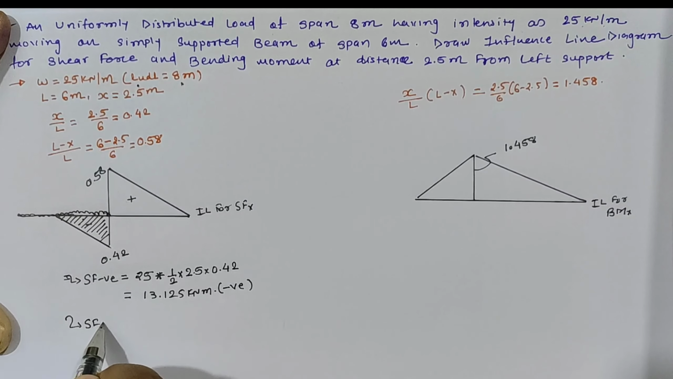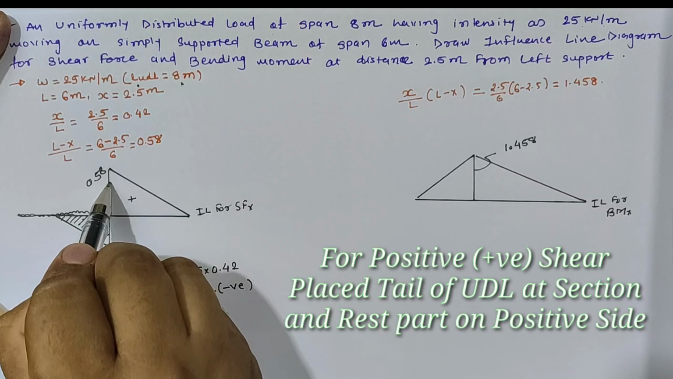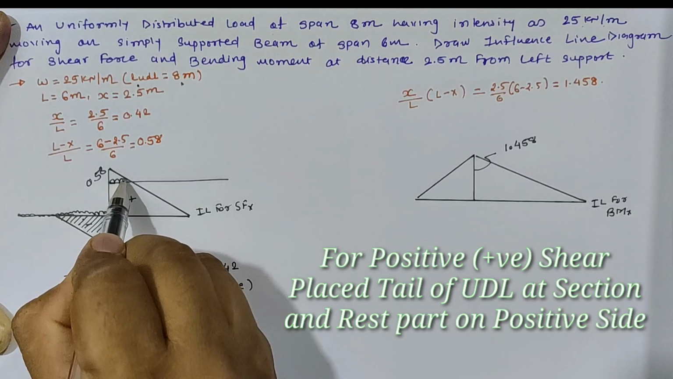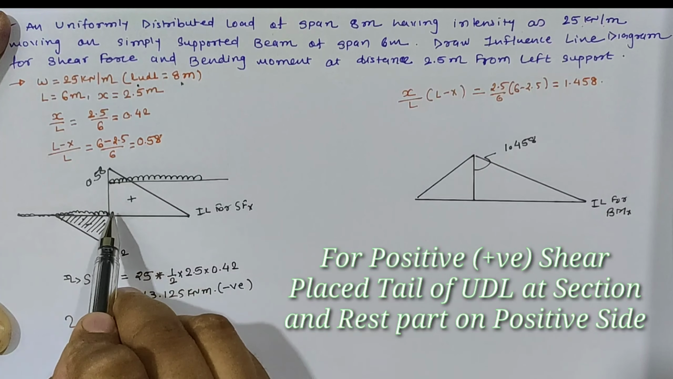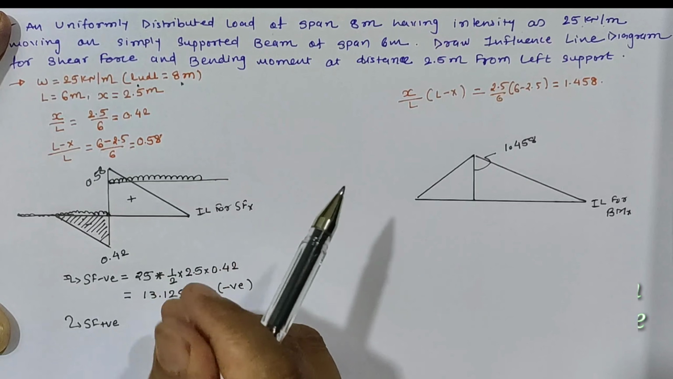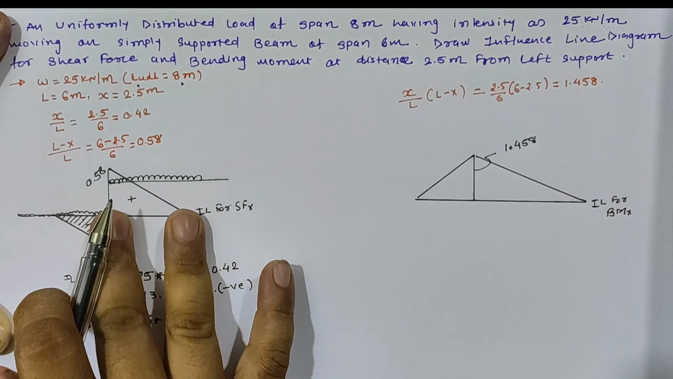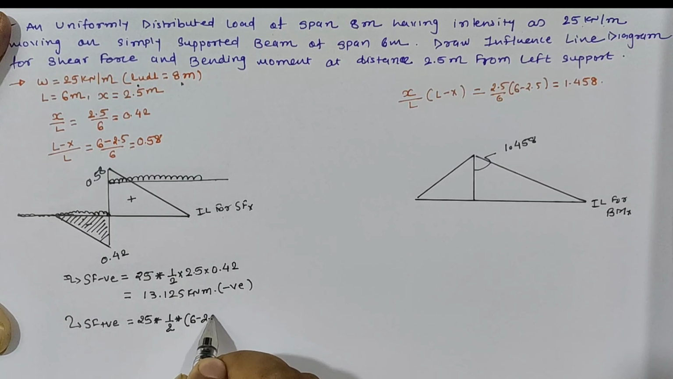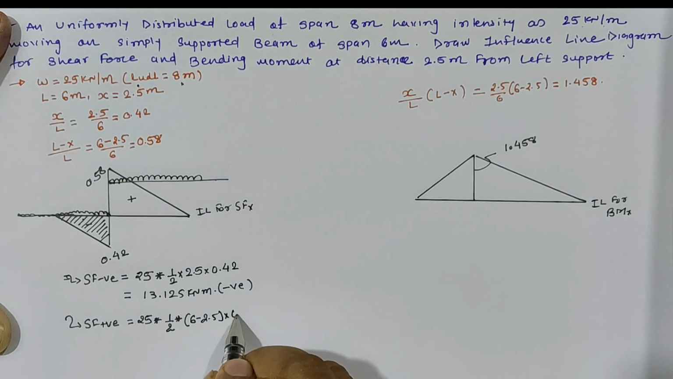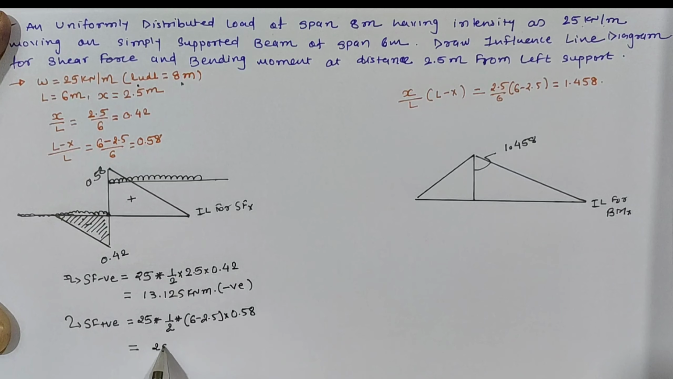And for the positive shear force, we have to put the UDL tail on the span in such a way that the tail of the UDL must be on the section and the rest of the part on the positive side. So the extra part is ignored. Hence, the maximum positive shear force can be calculated by load into area as 1/2 into base value 6 minus 2.5 into ordinate 0.58. Hence, our value is 25.375 kilonewton as a maximum positive value.